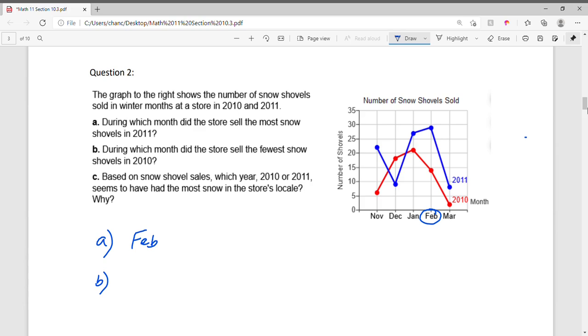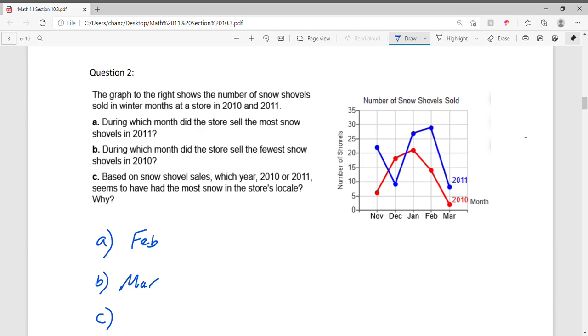In part B, during which month did the store sell the fewest snow shovels in 2010? And again, most of these are self-explanatory. We can see that the lowest value on the chart for the year 2010 is in March. So for part B, the answer is in March.